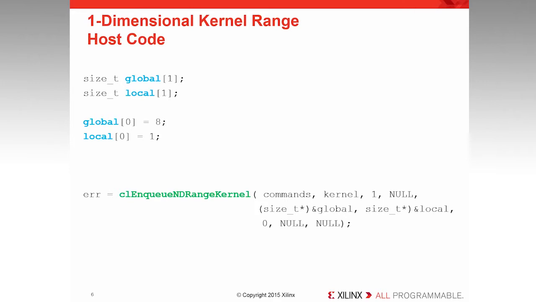First, the host declares global and local variables as arrays of size 1, corresponding to the number of dimensions in the kernel range. The array to be processed contains 8 elements, and as a result, global is set to 8, indicating a total of 8 work items to be processed by the kernel.